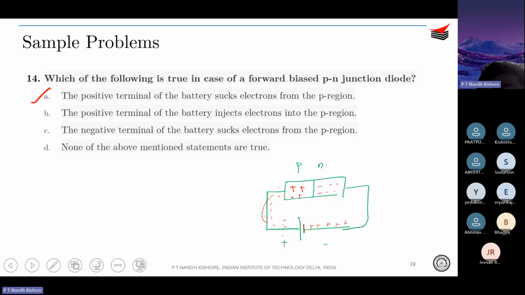I will try to speed it up from here because I have a set of numerical problems to be solved in the end, so I want to devote more time to that. I think this is pretty simple, right? Like a PN junction diode, you just connect it across a battery. Then what happens? This is just like poles repel and unlike poles attract. That's the basic principle over here.